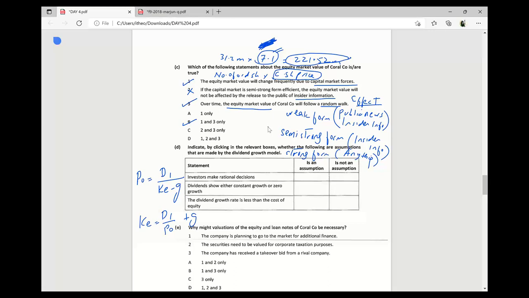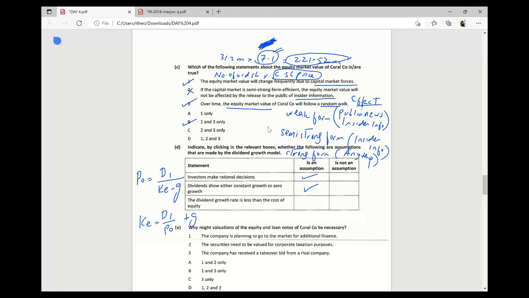Identify by clicking in the relevant boxes whether the following are assumptions that are made by DVM. Again, if you read the text of business solution, DVM assumptions are clearly mentioned. Dividends show constant growth or zero growth? Yes. The growth rate remains constant or there is no growth. Growth rate can never be negative. This is written in DVM disadvantages and assumptions that dividends show constant or zero growth. Investors make rational decisions. This is also written, that they make rational decisions, not irrational decisions.